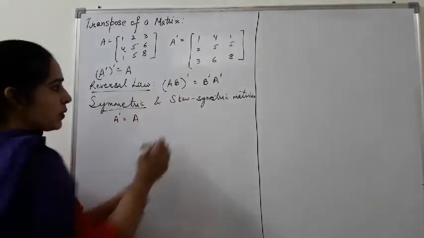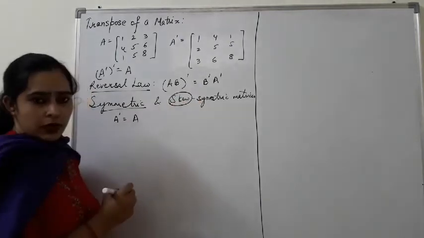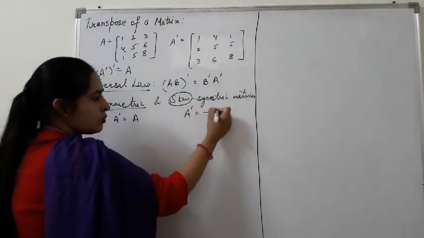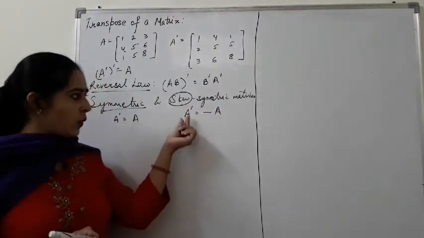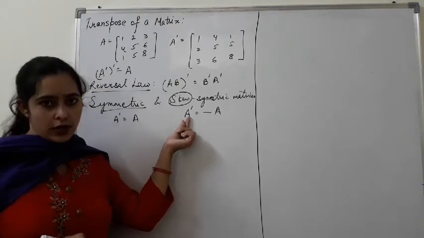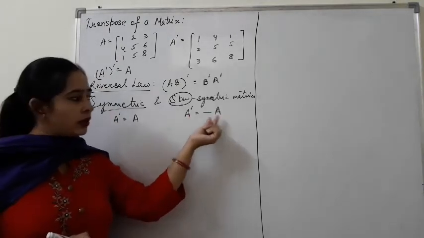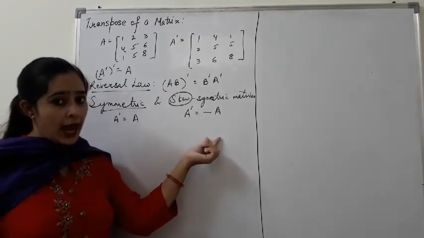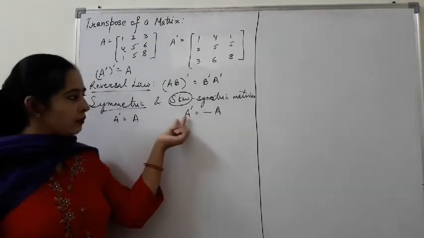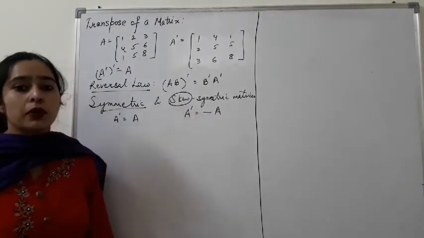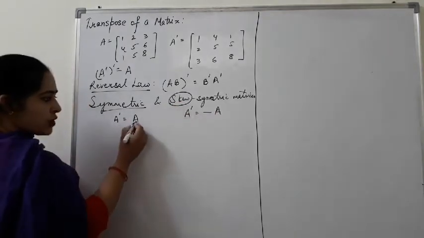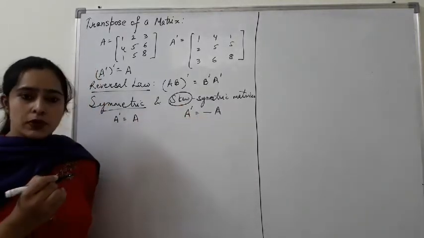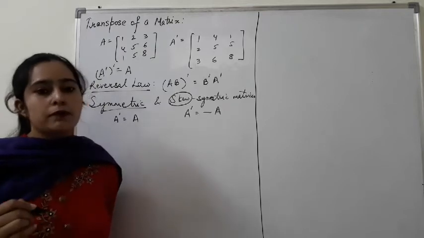And what is a skew-symmetric matrix? A matrix for which A dash is equal to minus A. That means on taking the transpose of the matrix, we get the same matrix with a negative sign. That means every entry's sign has changed. Then that matrix is known as a skew-symmetric matrix. This is the condition for symmetric, that is A dash is equal to A, and this is the condition for skew-symmetric, that is A dash is equal to minus A.